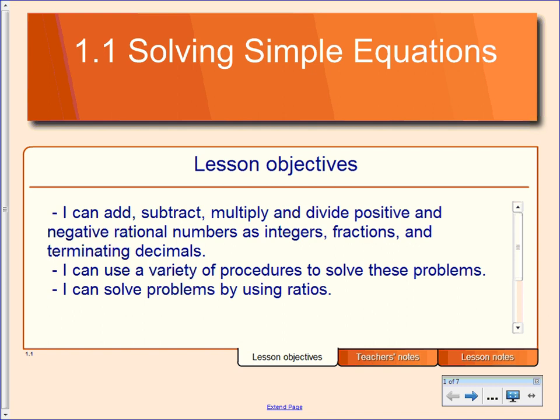We are going to start flipping our classroom with lesson 1.1, solving simple equations. Our lesson objectives for this lesson are to be able to add, subtract, multiply, and divide positive and negative rational numbers as integers, fractions, and terminating decimals. We're going to use a variety of procedures to solve them, including using ratios.